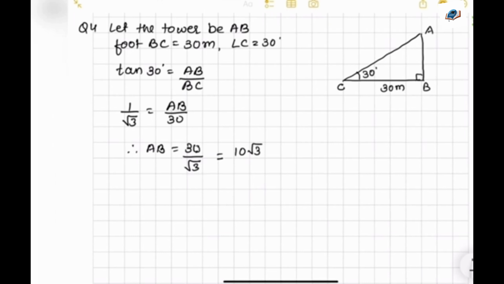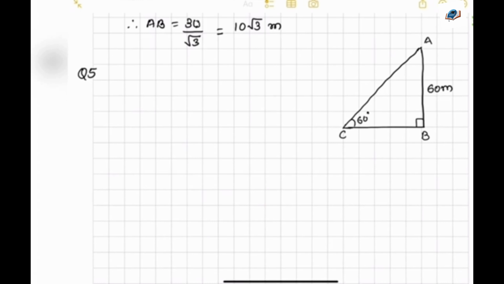The string attached to the kite is temporarily tied to a point on the ground. The inclination of the string with the ground is 60 degrees. Find the height of the string, assuming that there is no slack in the string. So, I am given here AB equal to 60 meters, angle C equal to 60 degree, and I have to find AC.